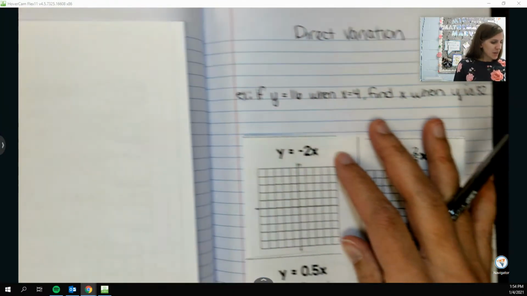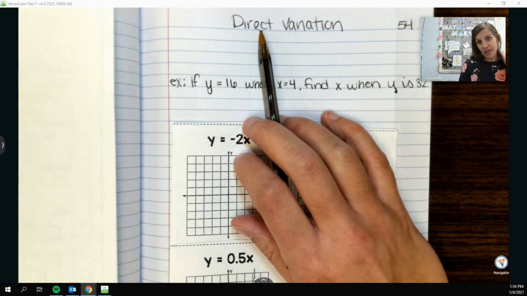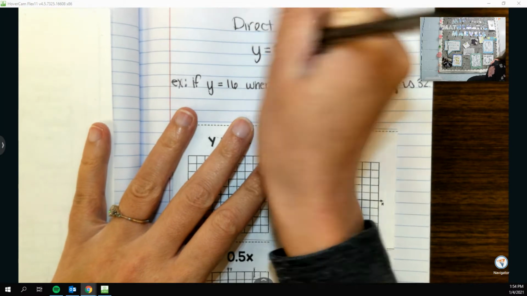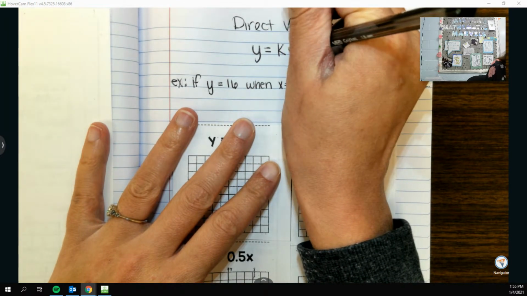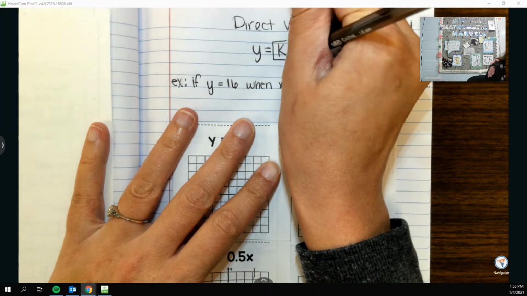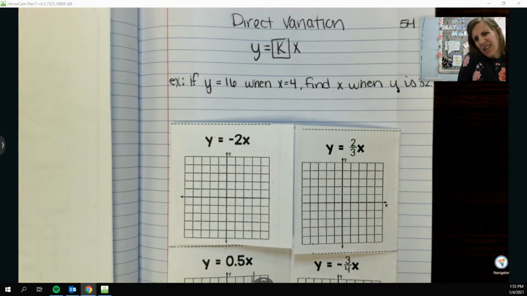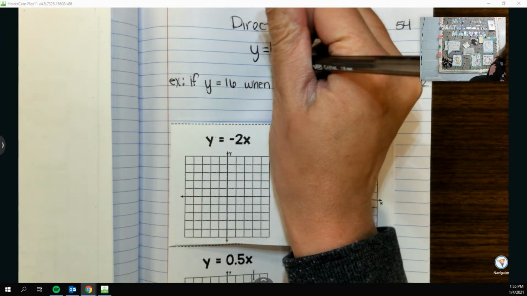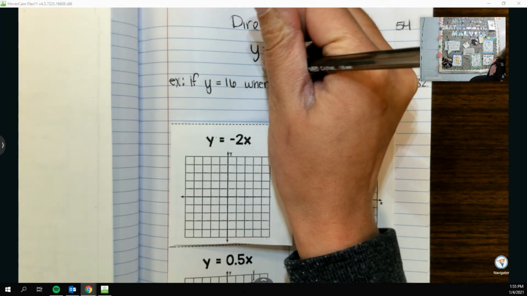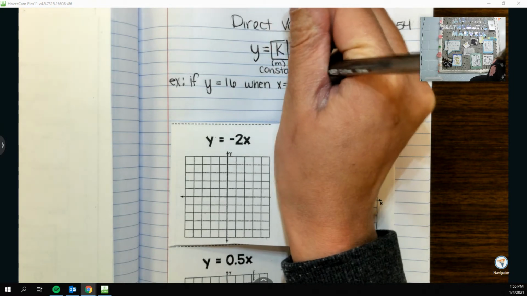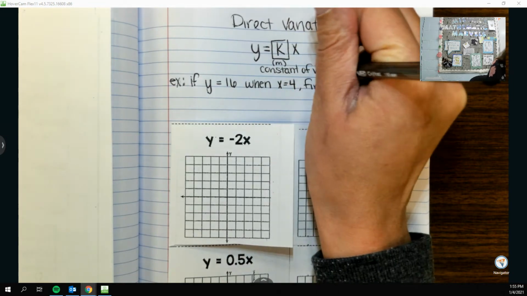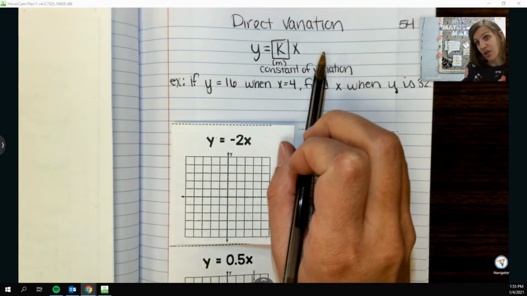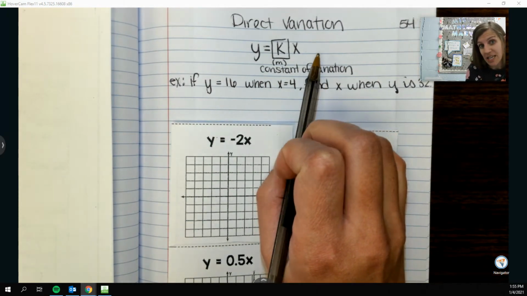So on page 54, we want to remind ourselves about direct variation, which is basically the equation y equals k times x, where the k as a letter kind of doesn't matter. Really, it's just m, and really it's just slope. We just call it a constant of variation, when there's no additional number being added or subtracted after that.